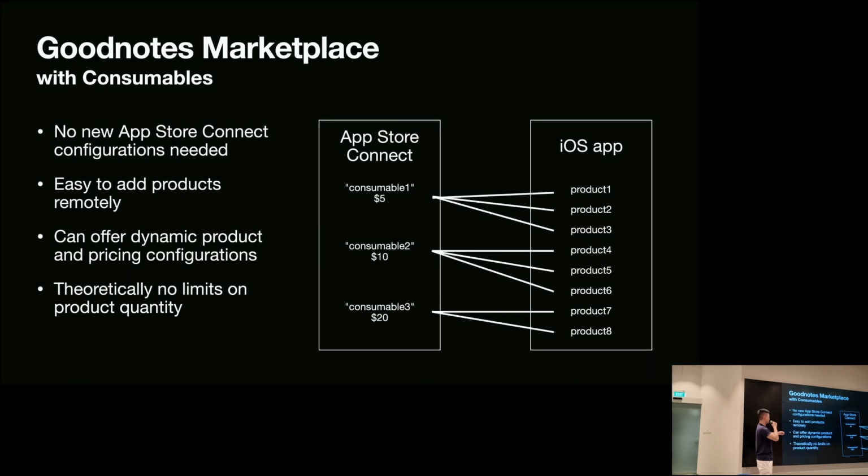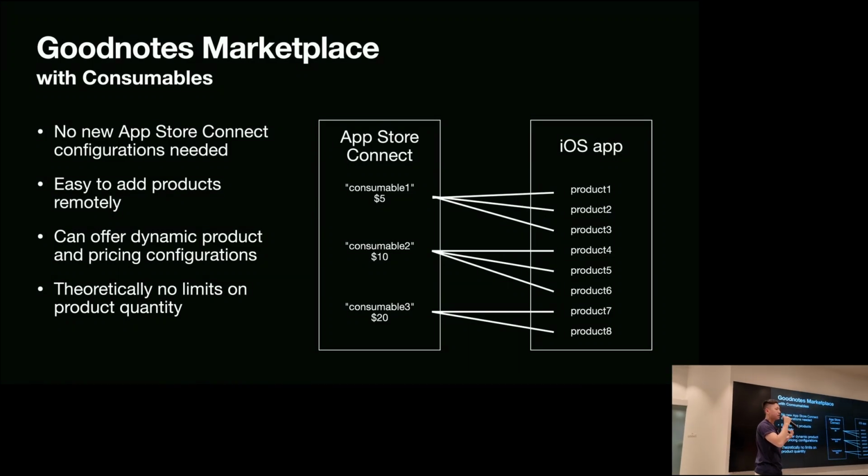And what I mean by we can offer dynamic product and pricing configurations is this. Previously, each product was tied to a non-consumable purchase in App Store Connect. So for example, if I were to change this product's price from $10 to $5, I would have to go to App Store Connect and change it manually, like submit, oh, for this identifier, I want to change the price from $10 to $5.